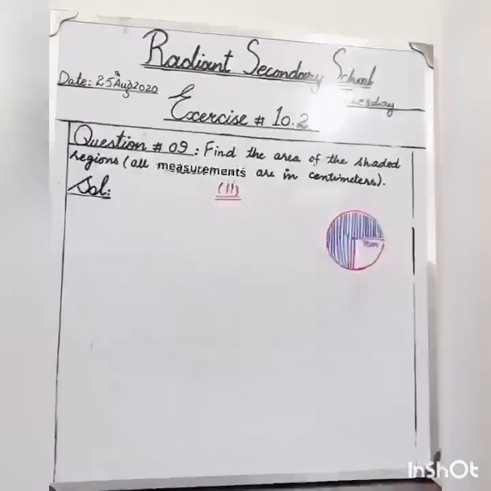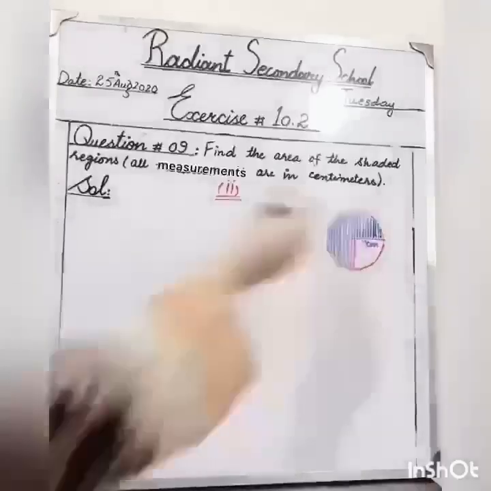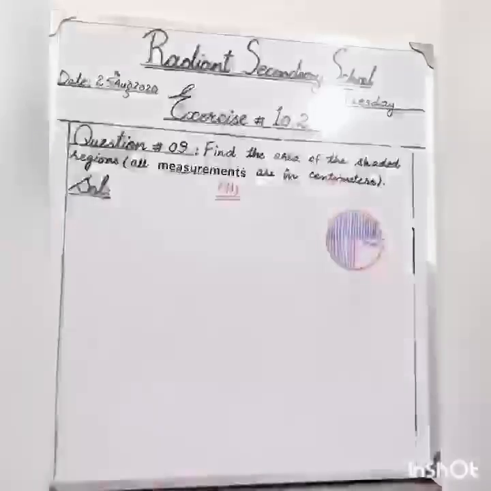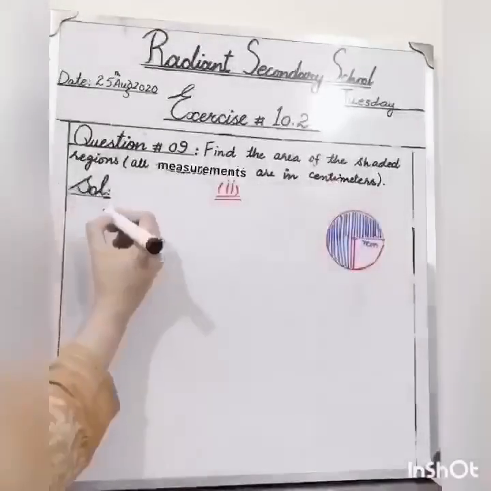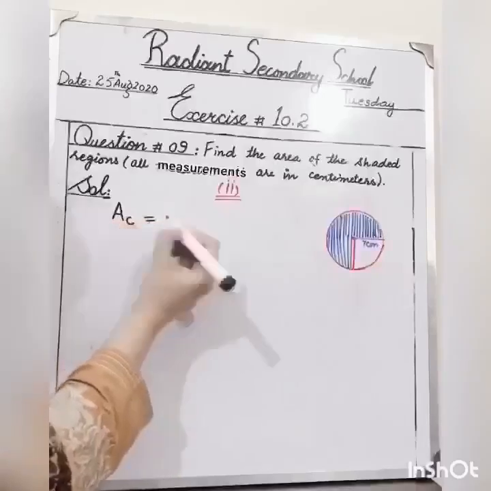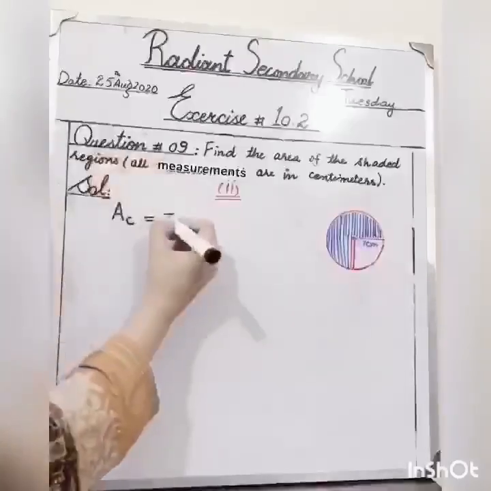In the next part, students, again a circle is given to you, but in this circle, 3 portions of this circle are shaded and 1 portion is not shaded. It means 3/4 part of this circle is shaded and 1 portion is not shaded. So how are we going to find the area? Firstly, we will find the area of the whole circle. So we write area of circle is equal to pi r square.